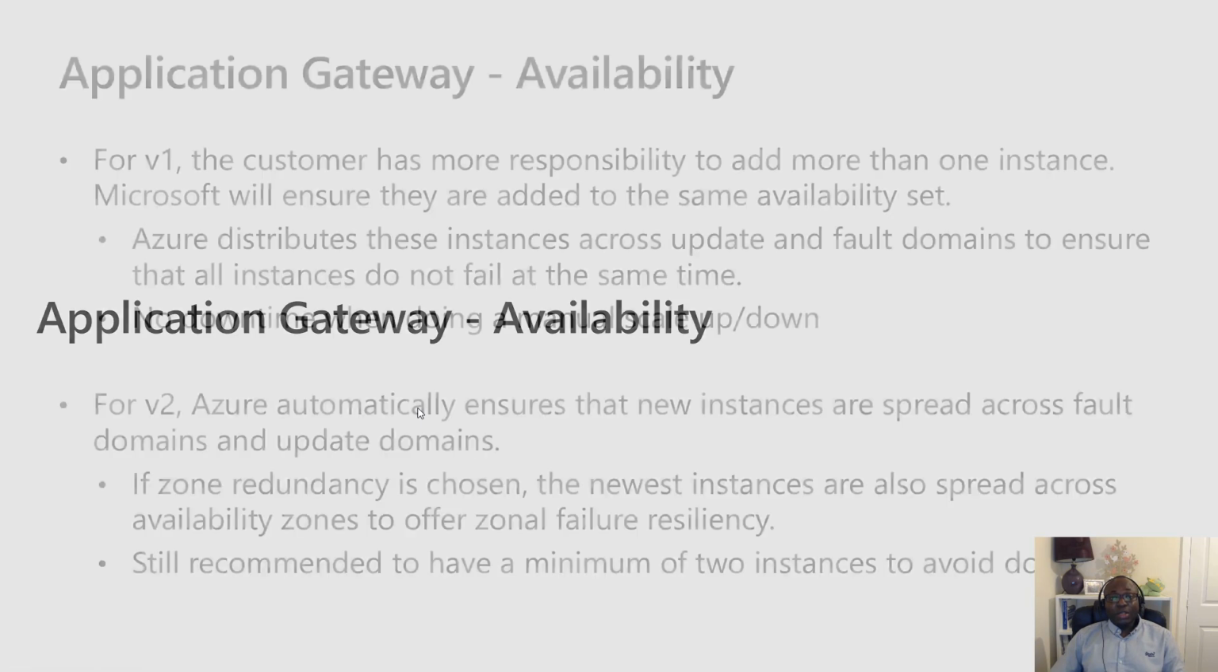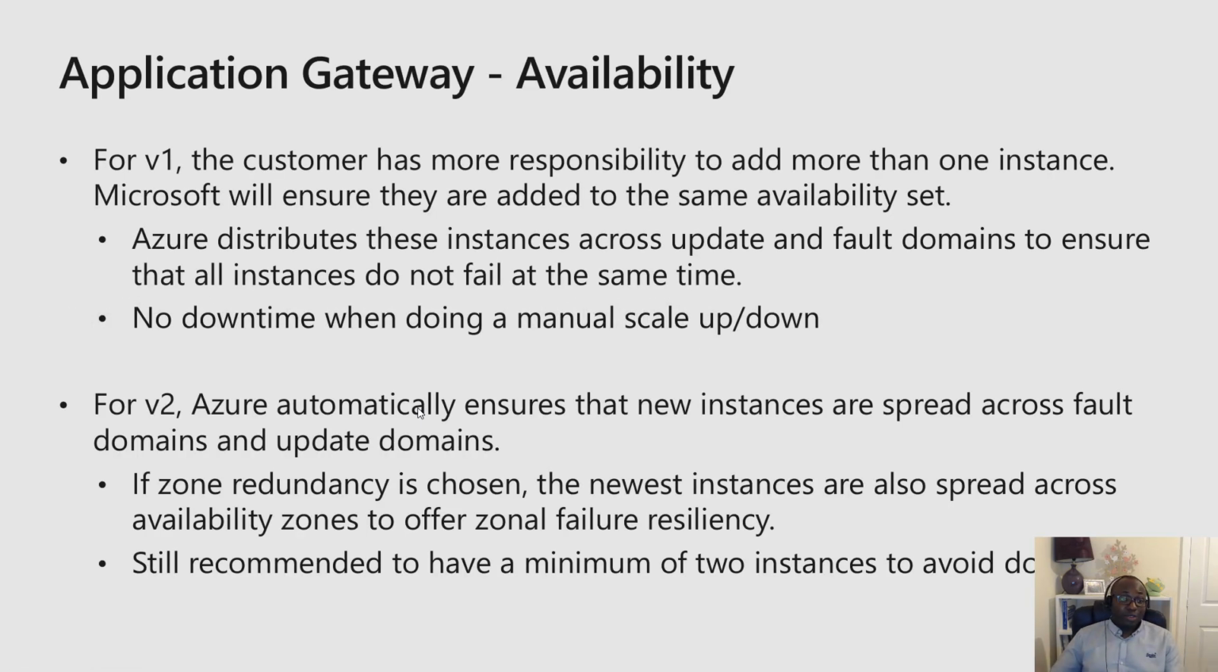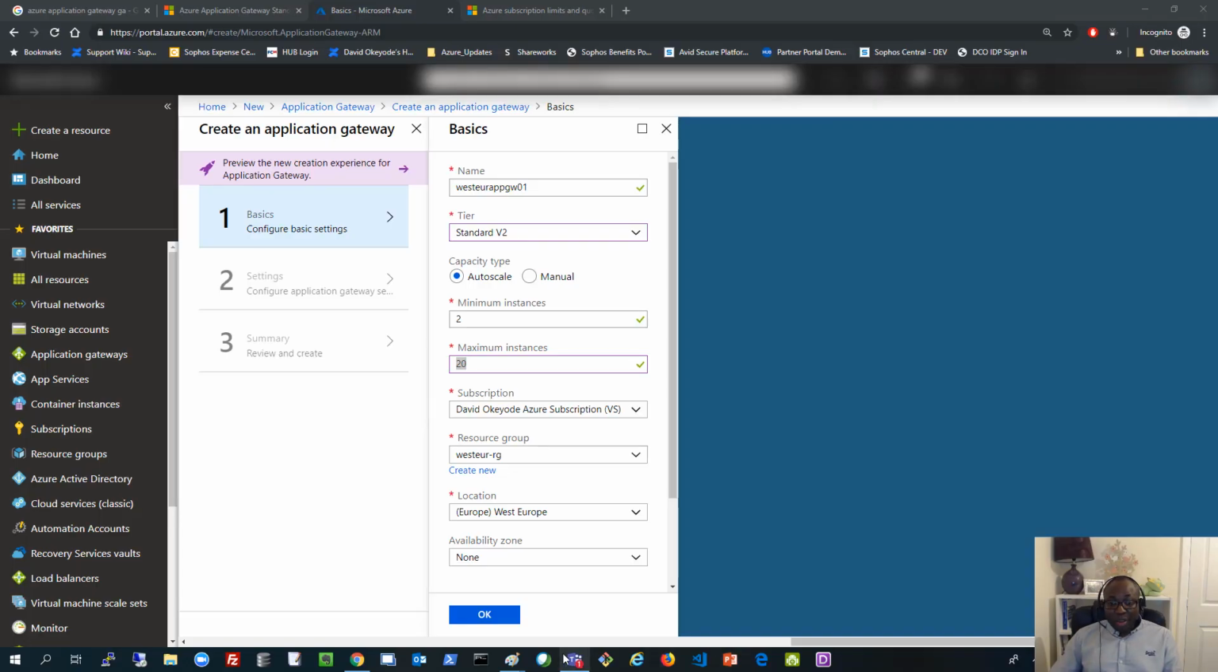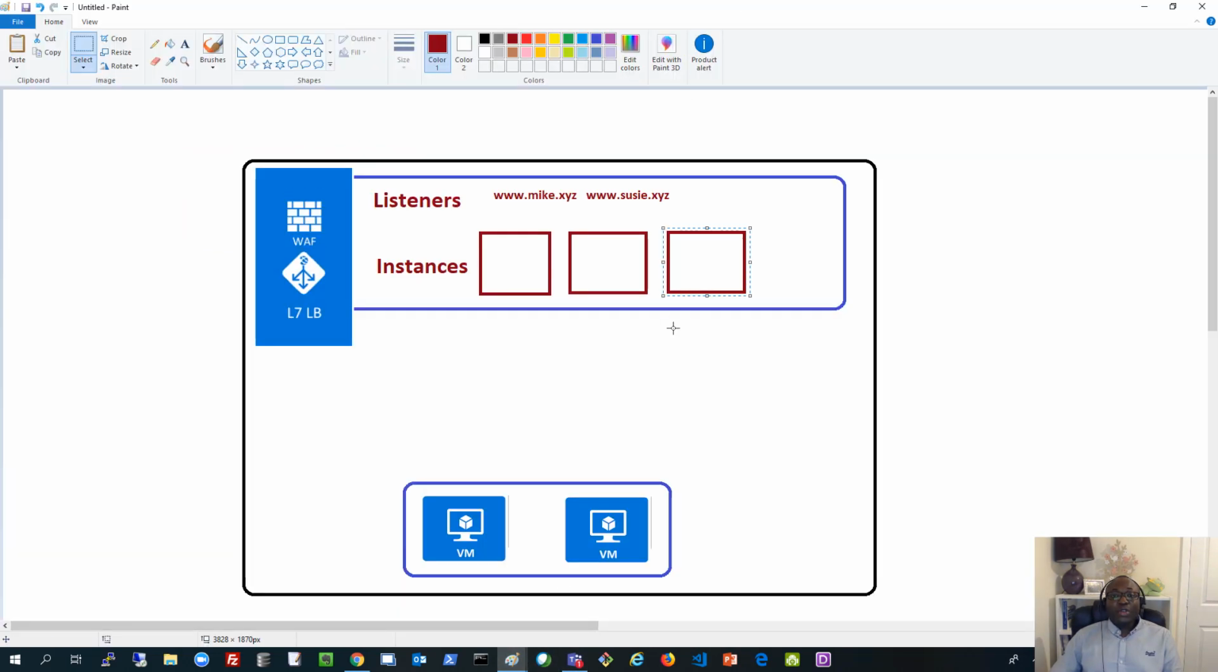Okay, so I've already showed you some of the things about scalability. Let's move very quickly to talk about availability. When it comes to availability of the application gateway, again, for version 1, the customer has more responsibility. If you're using version 1, you are responsible for ensuring that you do not deploy this with one instance. Because if you deploy this with one instance, then essentially that's a single point of failure.